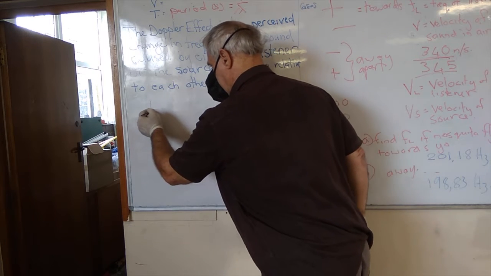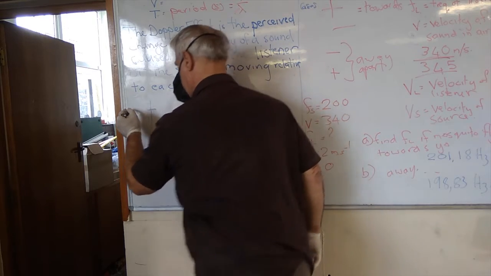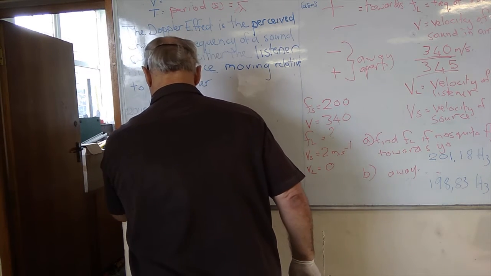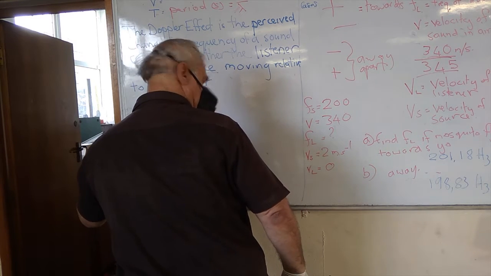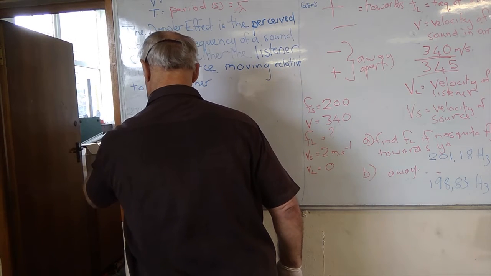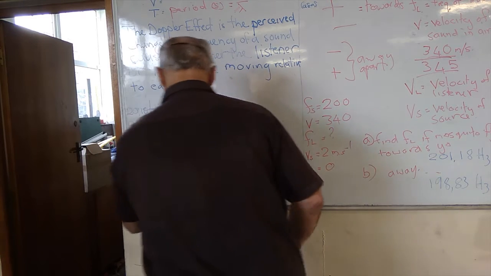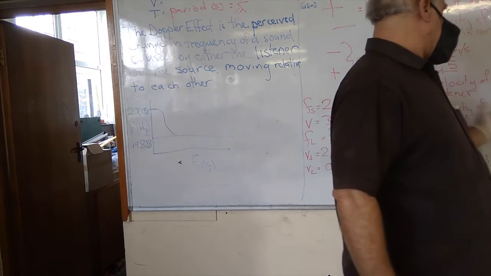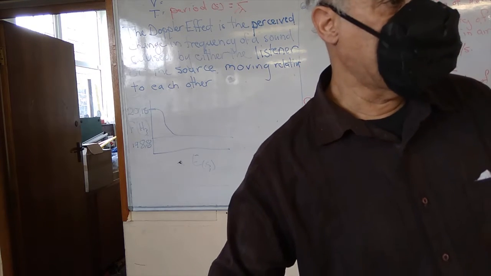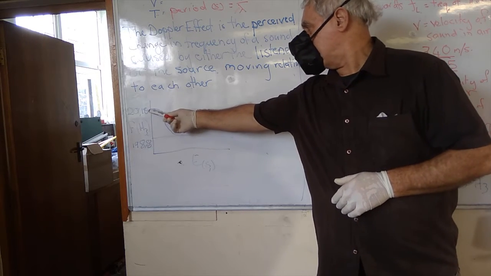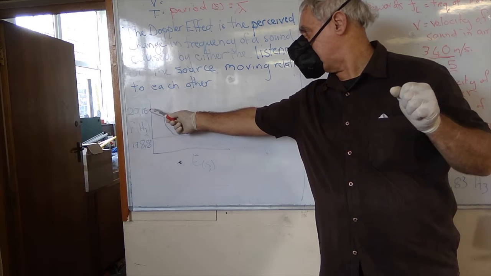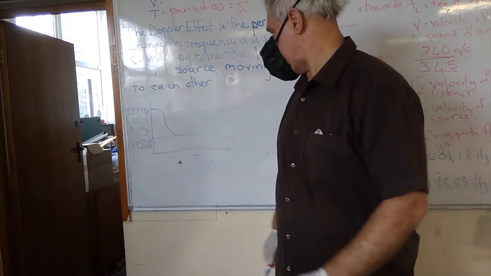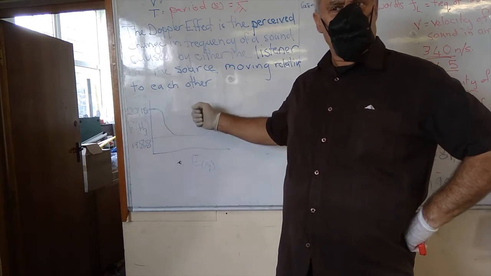They could give you a graph, and here's a frequency of 201.18, and here's a frequency of 198.83. This is frequency in hertz, and this is time in seconds. Now, do you see that that graph I took from those values? This is like you're recording the frequency. At first, the frequency was 201.18, and then the frequency dropped to 198.83. So what do you think is going to be the question if they give you that graph?